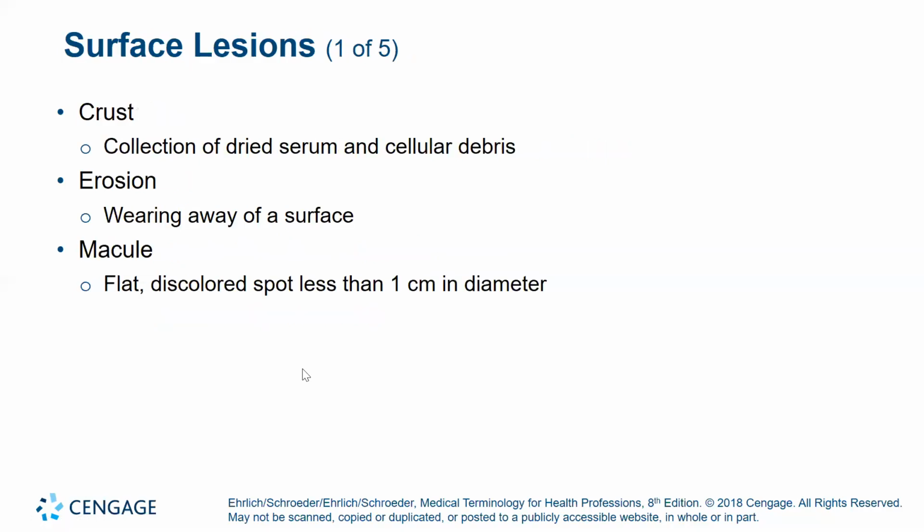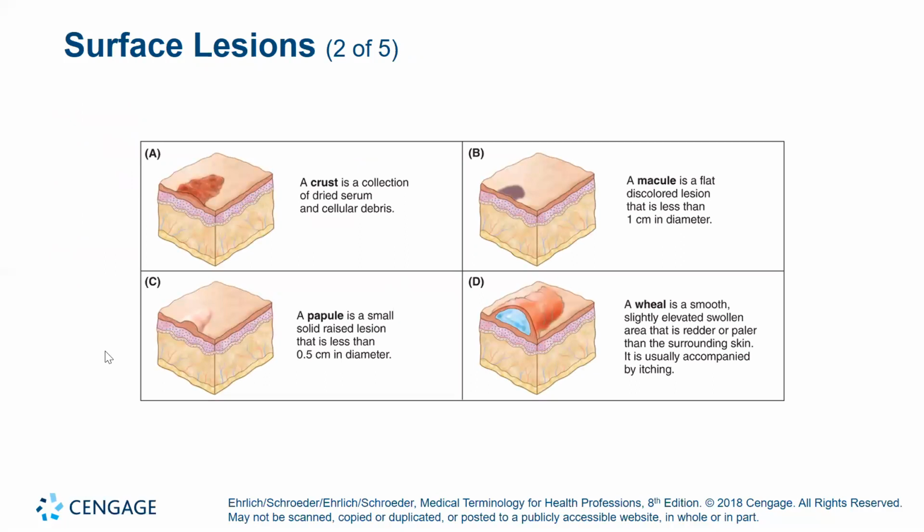And usually you get a hematoma from an injury. Crust is just a collection of dried serum and cellular debris. Erosion is wearing away of a surface. Macula is a flat, discolored spot less than 1 centimeter in diameter. Macula, also known as a freckle or a flat mole. And here we have it here. So crust, see the crust here, is also known as a scab. Macule then is freckle or a flat mole, could be.